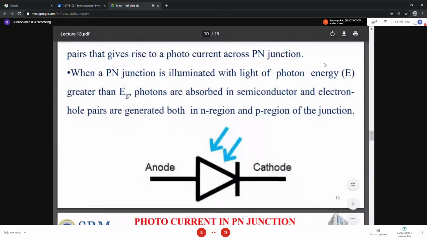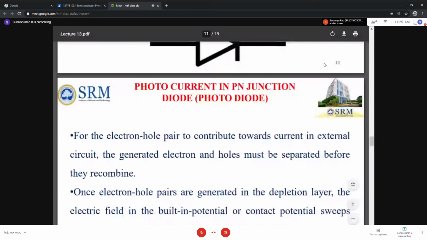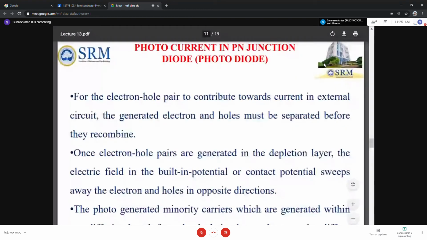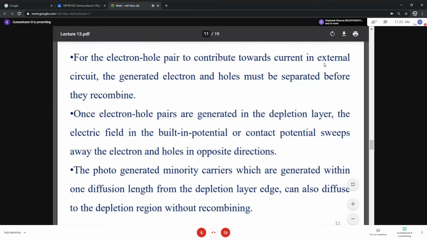How does that work? See here. In the first case, the electron hole pair generation takes place, and second, how they recombine, how the energy is coming. One by one you will see. First, for the electron hole pair to contribute towards the current in the external circuit, the generated electron hole pair must be separated before they recombine.